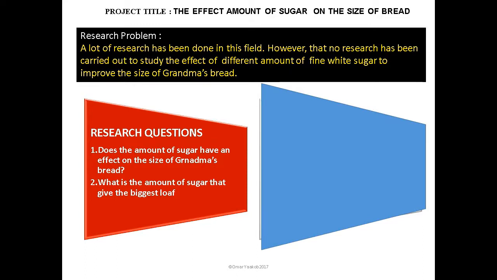Number 1, does the amount of sugar have an effect on the size of grandma's bread? Oh, my spelling again. Okay, that's number 1. Number 2, what is the amount of sugar that gives the biggest loaf? So first, you want to see whether there is an effect. Number 2, he wants to identify what exactly it is. So you see, these are research questions. Later we see how these research questions can be converted into objectives.